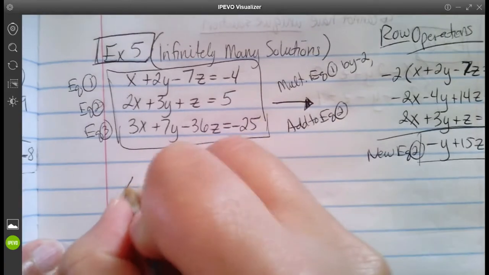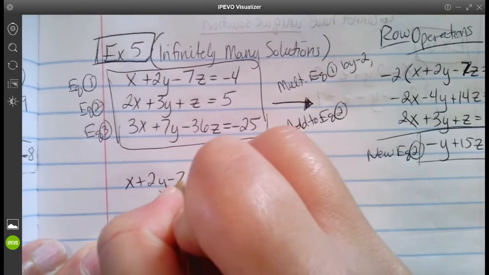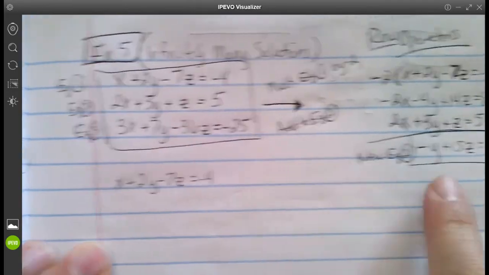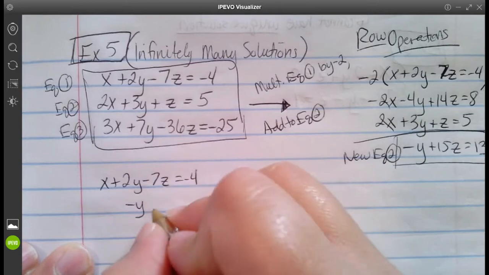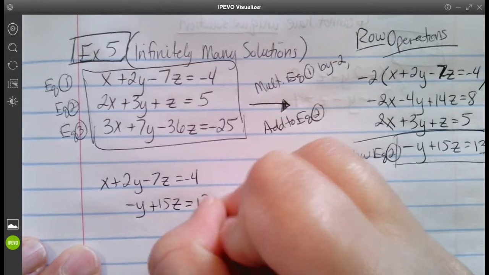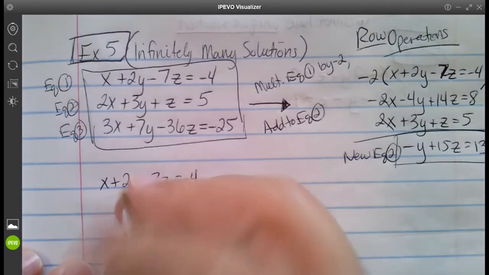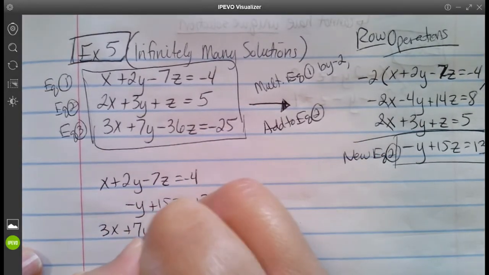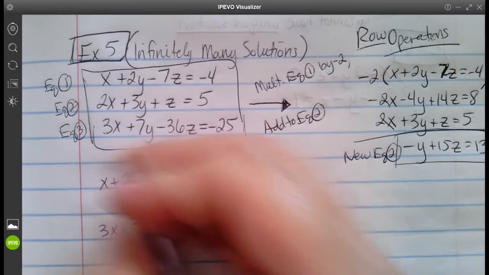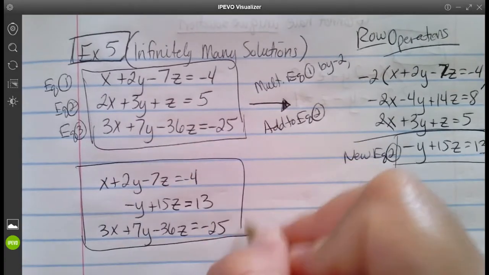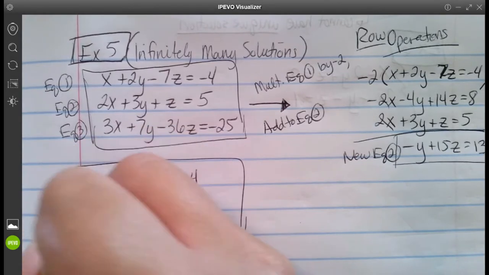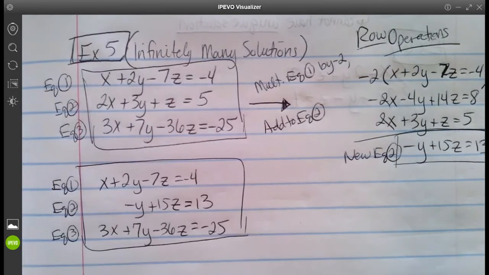So now we have x plus 2y minus 7z equals negative 4. There's equation 1. Equation 2 is now negative y plus 15z equals 13. And equation 3 we haven't messed with yet: 3x plus 7y minus 36z equals negative 25. Again, this is equation 1, equation 2, and equation 3.